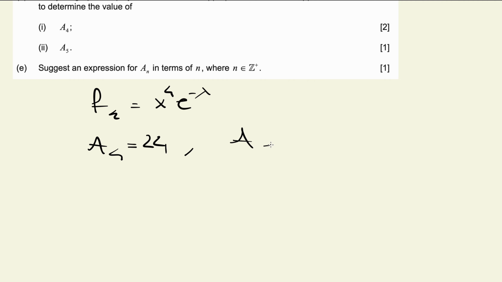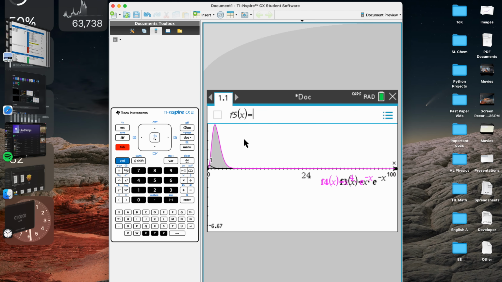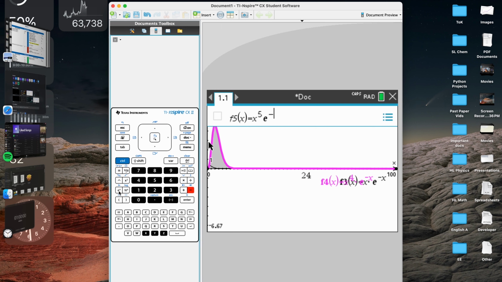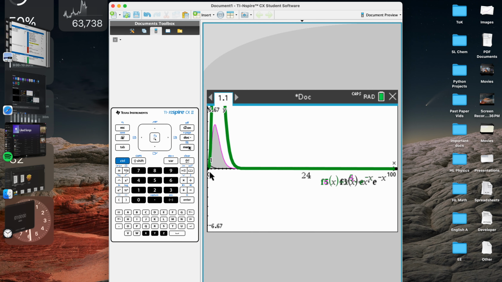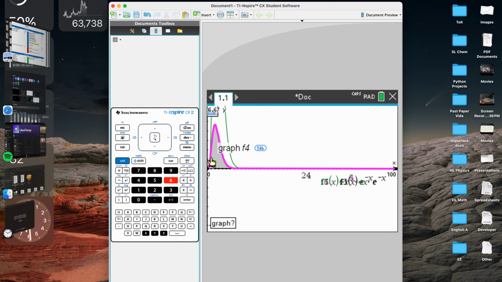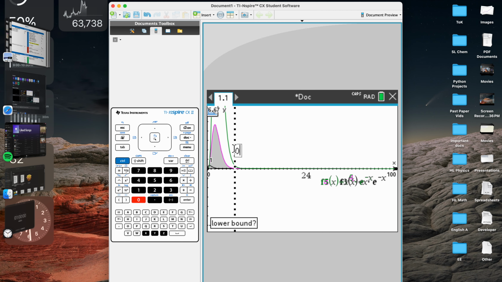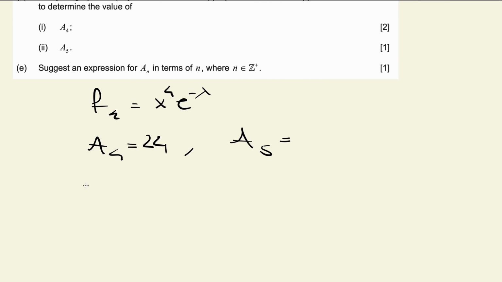Now a5 will be the same approach: x to the power of 5 e to the power of negative x. Now you go to 6, then graph, you'll choose the graph of f5, and then drag this, that'll be 120. So a5 is 120. Now in part E, we're asked to suggest an expression for an in terms of n.